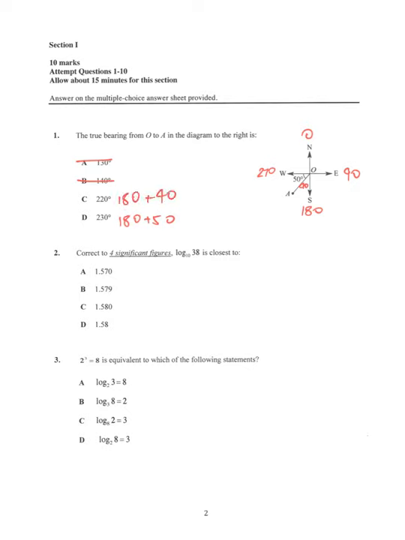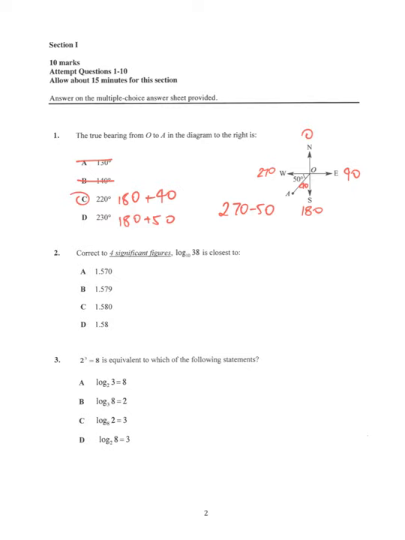You could also go 270 minus 50, and that would get you the same thing, 220 degrees. But C is our answer here. Now, to four significant figures means that we count the first four digits of our answer.